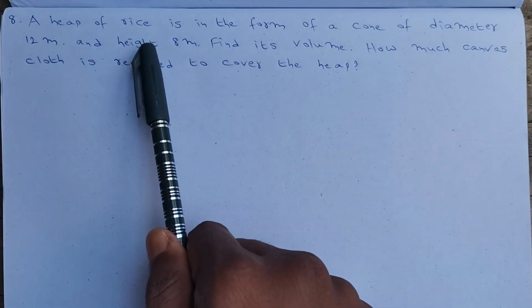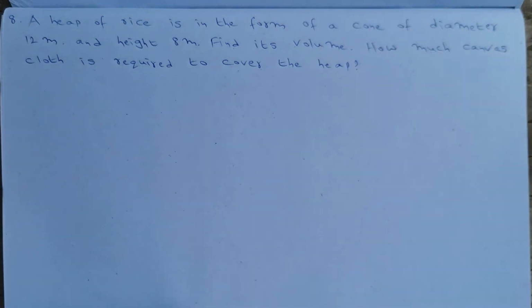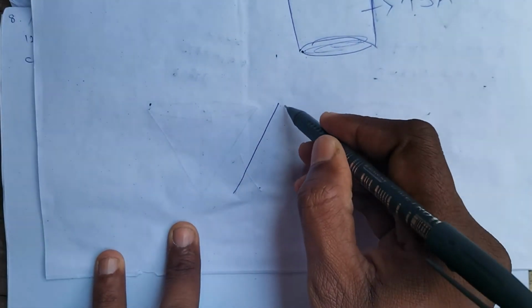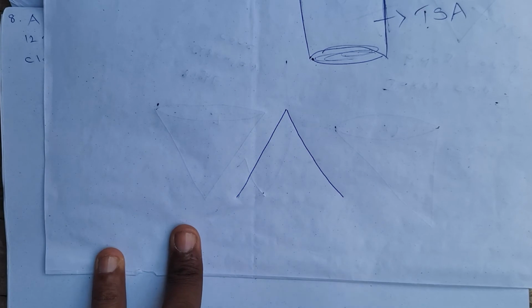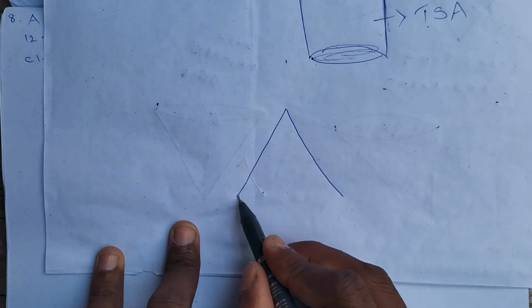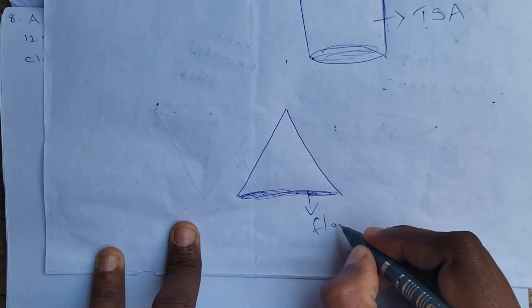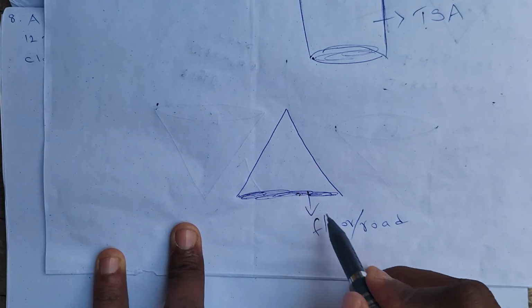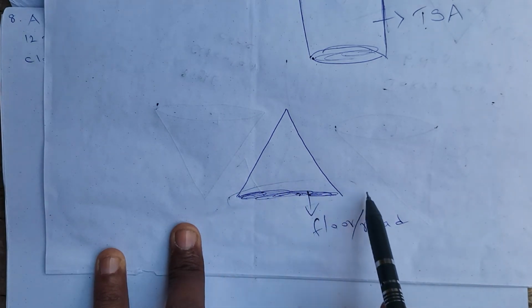A heap of rice is in the form of a cone of diameter 12 meters. So simply, they keep on pouring the rice. So after some kgs or some quintals, it will form some kind of heap like this, just like a cone. So always remember, when we are pouring or keeping rice, always the bottom will be opened, because this bottom is either floor or else any road. So that's why this bottom is always opened, unless and until mentioned they covered the bottom also with some cover.